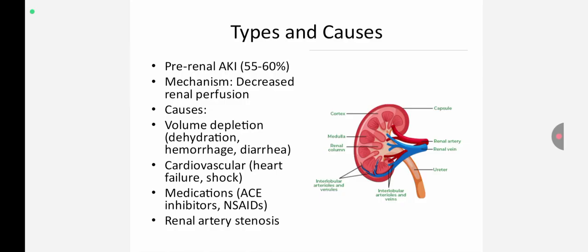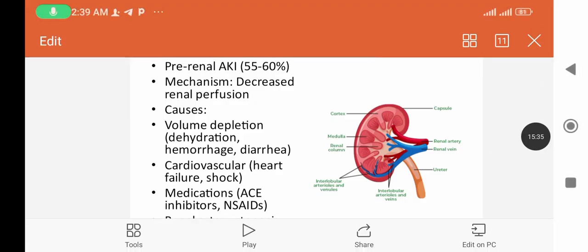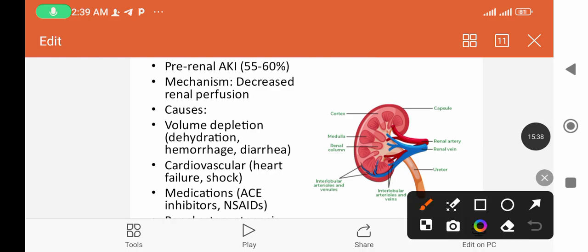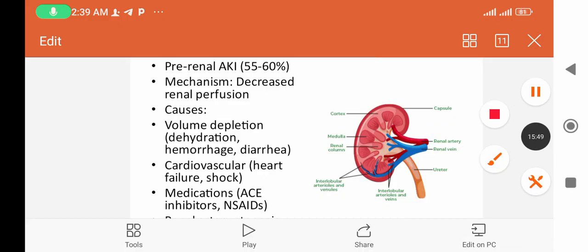Sorry about that. Now, prerenal AKI is caused by the following medications: ACE inhibitors like lisinopril, and so on. Then renal artery stenosis, that is when there is a constriction of the renal artery. So anything that happens here affects the kidney. Anything that happens at the renal artery or the renal vein affects the kidney function, reduces the blood supply to the kidney, and results in acute kidney injury.